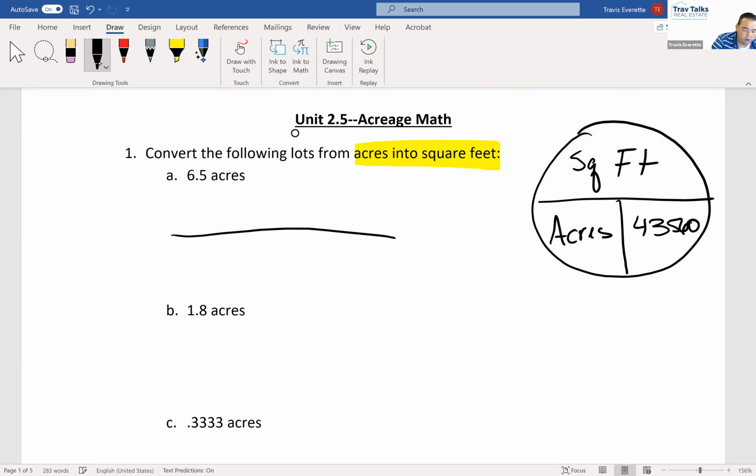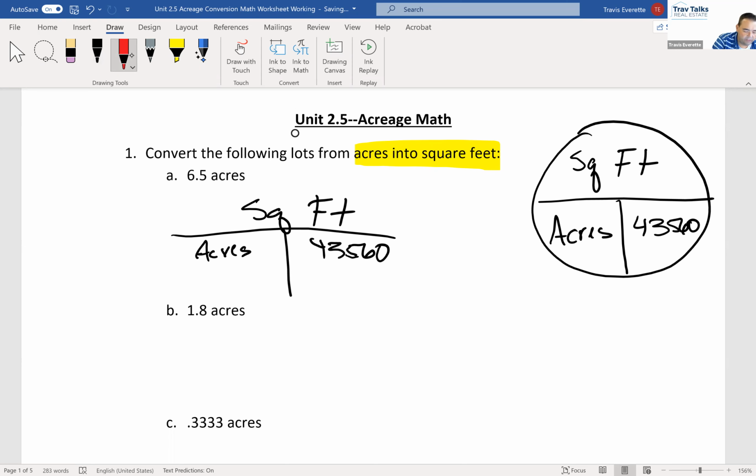When I draw my formulas, I usually don't draw the circle around them when I'm actually doing the math, but I'm going to fill in the words here just so I can keep myself straight. Show your work. It always matters. Acres here on the bottom, and then 43,560. So let's fill in the information they give us. They tell us we have 6.5 acres. Well, that is side by side here with 43,560. Whenever we have two numbers filled in a T-bar, we are ready to do our math. Because they're side by side, that means multiply here.